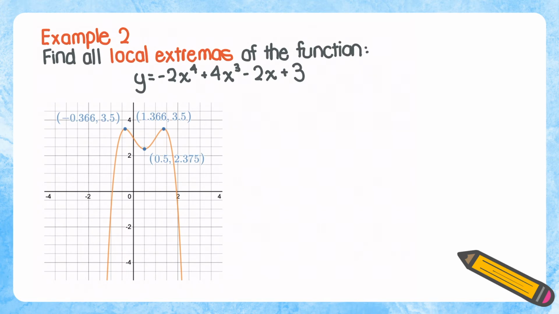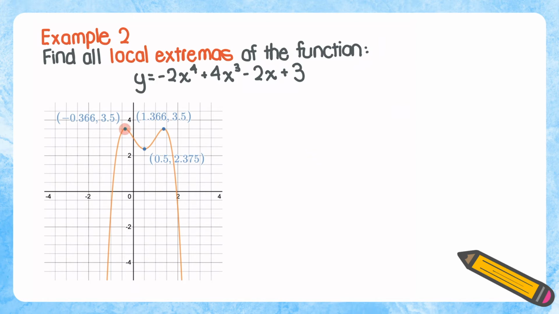Let's look at another example together. So find all local extremas of the function y equals negative 2x to the 4th power plus 4x cubed minus 2x plus 3. And then your graph vaguely resembles the McDonald's logo. Wow. So here, how many local maxima are there and how many local minima are there? Let's take a look.